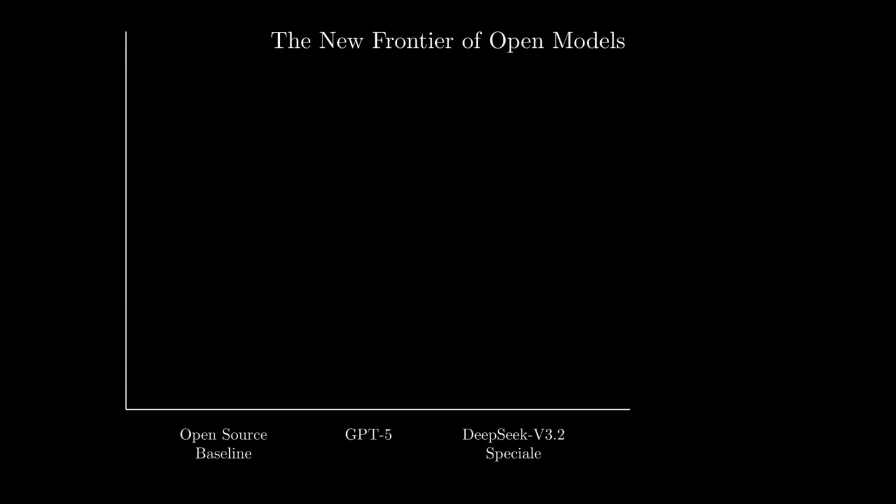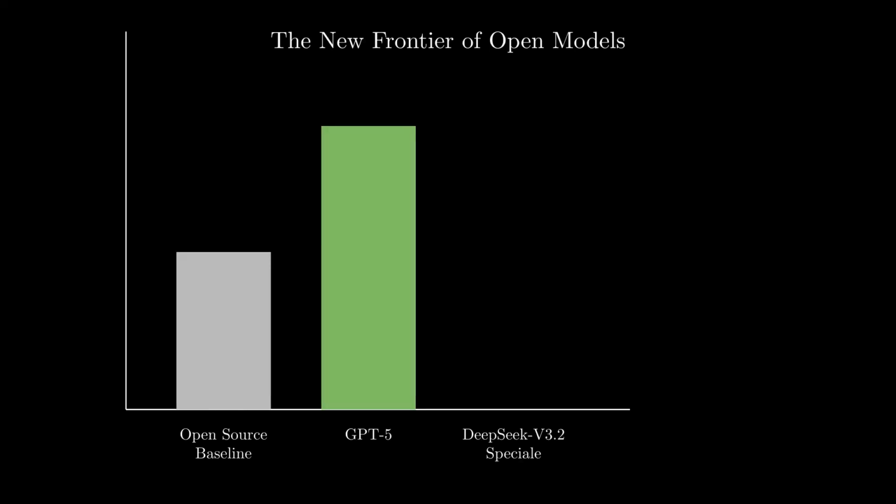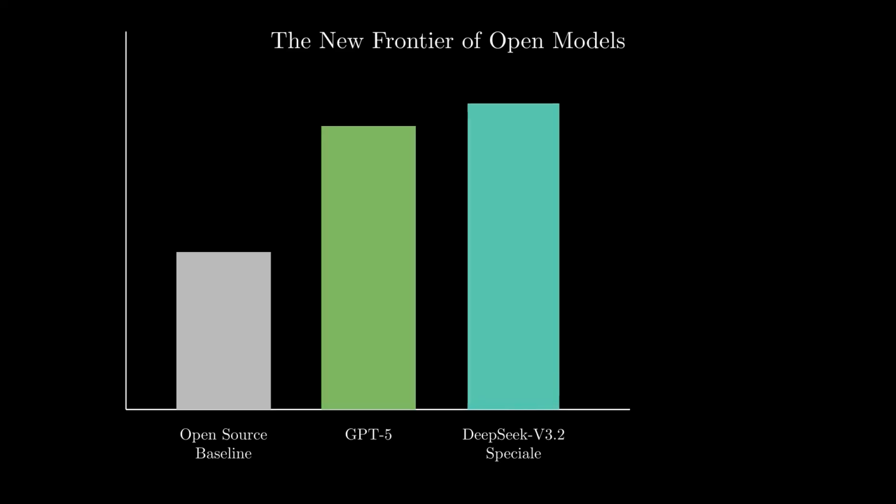So, where does all this architectural innovation and massive scale reinforcement learning leave us? Let's look at the numbers. Here is the landscape of modern AI performance. For months, the open source baseline has been impressive, but it has hit a plateau, struggling to close the widening gap with proprietary giants like GPT-5. The difference in complex reasoning has been stark. But Deepseek V3.2 changed the equation.